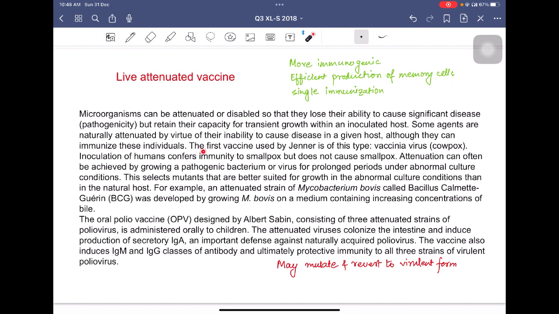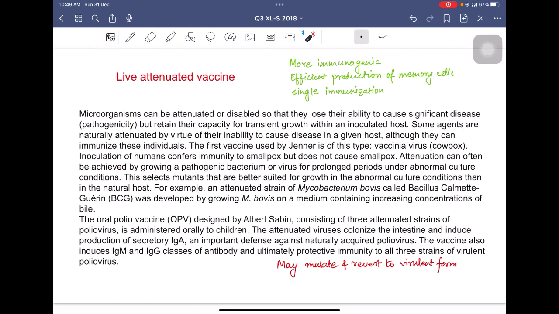The first vaccine that was used by Jenner was of this type, that is the vaccinia virus, cowpox. Inoculation of humans confers immunity to smallpox but does not cause smallpox. This vaccinia virus actually causes smallpox in the cows, right? So that is why it was called cowpox. But this vaccinia virus can grow in human bodies, but it cannot cause the smallpox disease in human bodies.